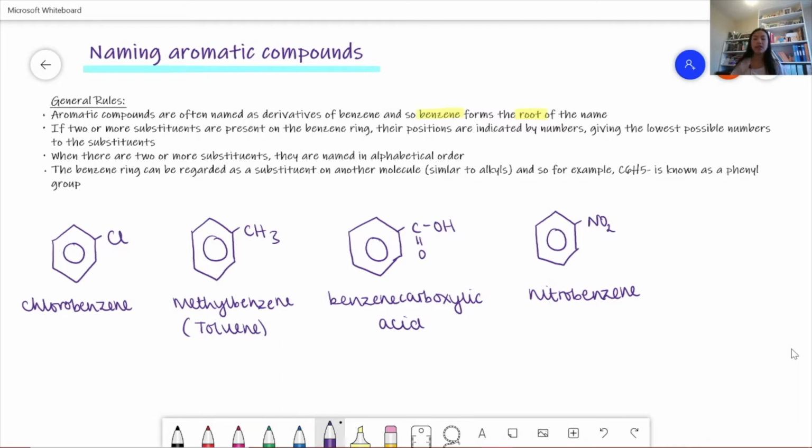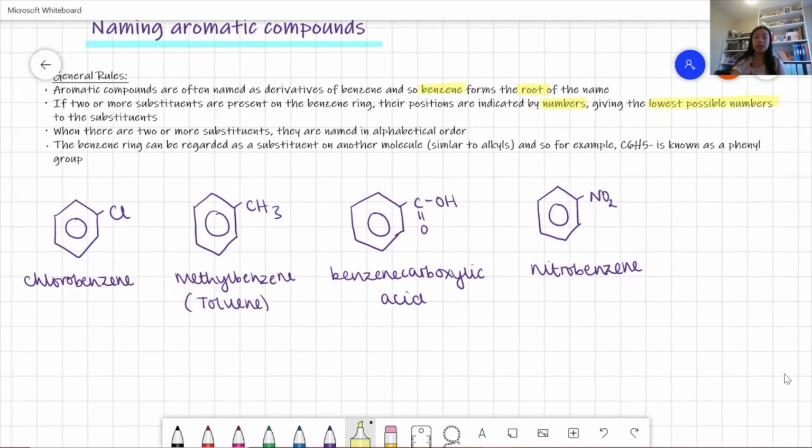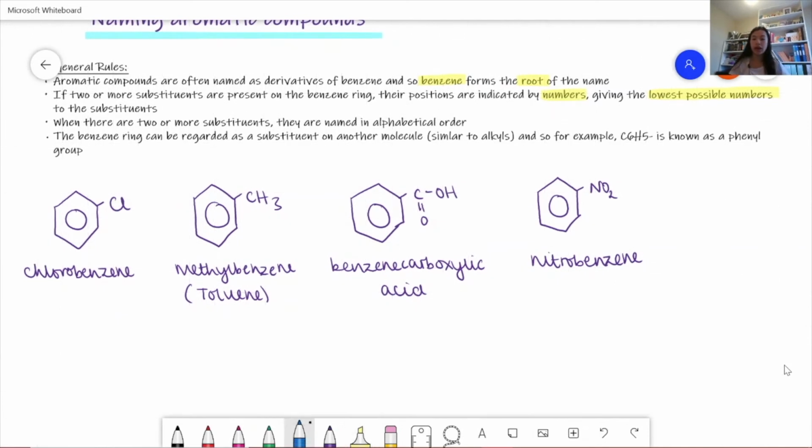And then the second rule is that if two or more substituents are present on the benzene ring, their positions are indicated by numbers, so very similar to when we label substituents on alkanes or alkenes, and we give the lowest possible numbers to the substituents. And so we're going to have a look at some more examples. So we could have benzene, and this time we'll have a CH3 and another CH3 here.